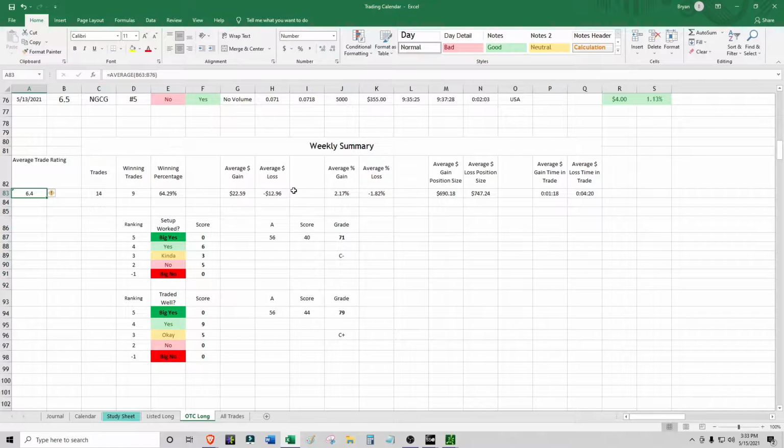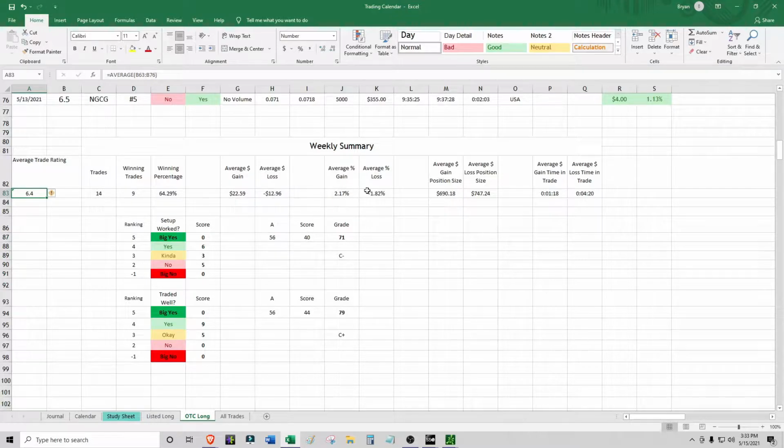I'm trading tiny position sizes, and I had 2 outliers in these past 2 weeks. One of them was pretty bad. Average dollar gain, 22 bucks. Average dollar loss, 12 bucks.